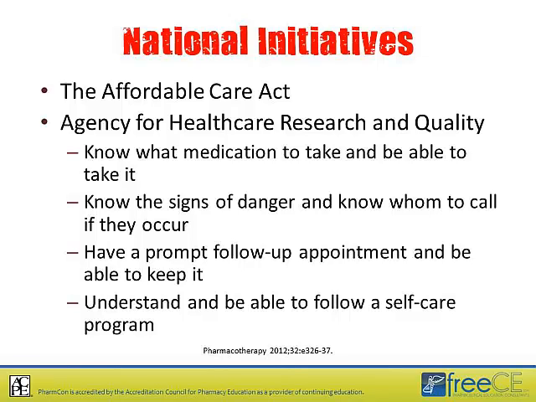So I think really empowering the patient to take an active role in their health care is sort of the stance that AHRQ has taken, and I think really an important part of what we should be doing.